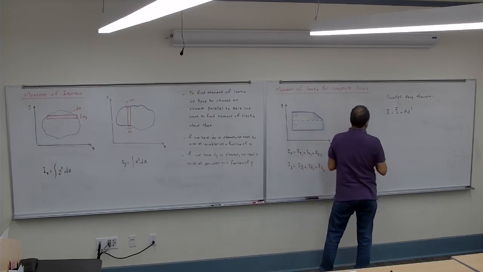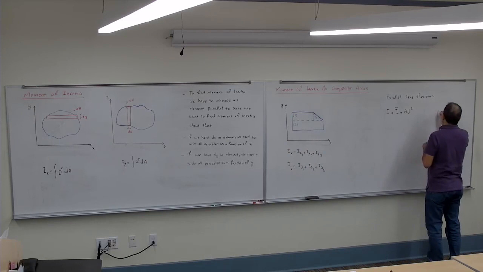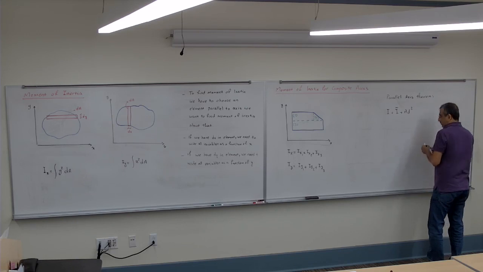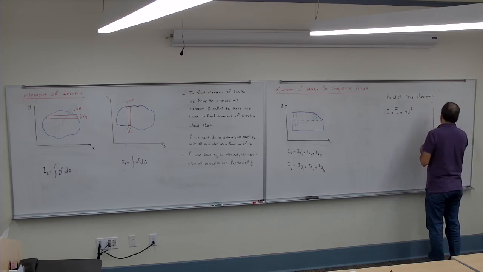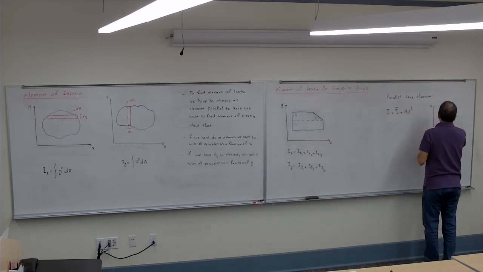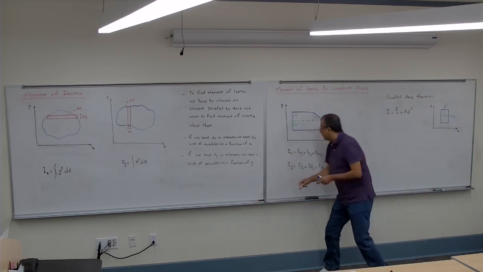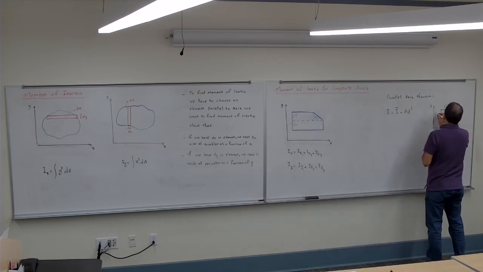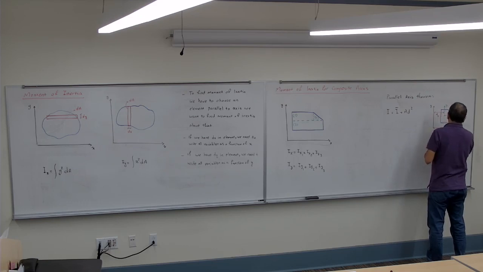So if I have a shape like this, and there's the x and y, and then I have the x prime and y prime, this distance is going to be d in the x direction, this is going to be d in the y direction.